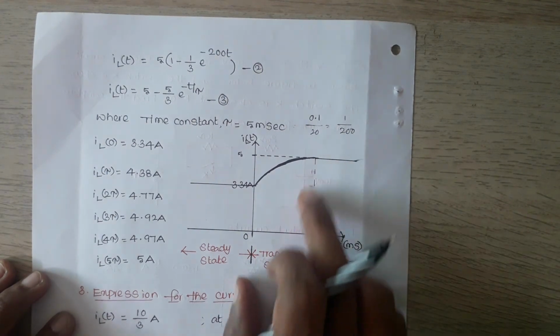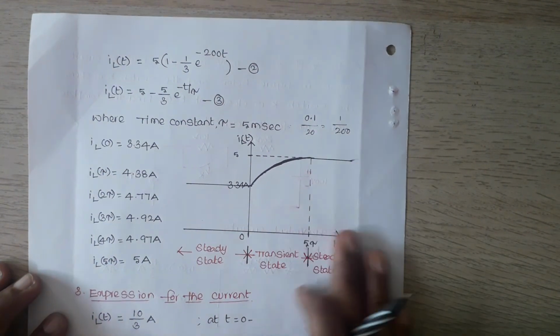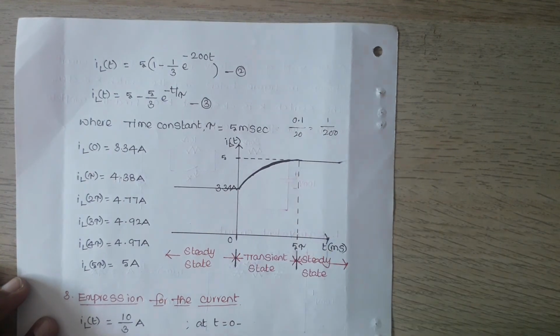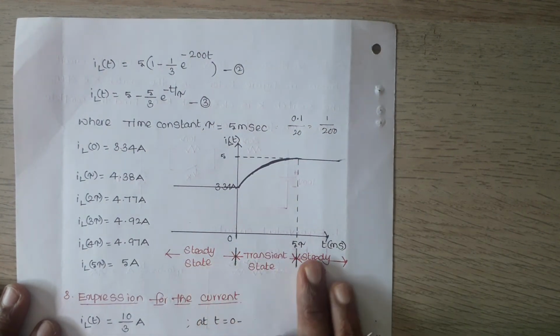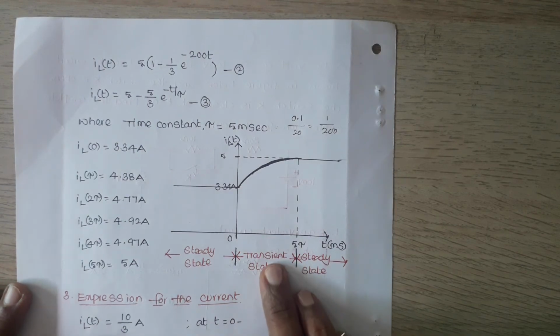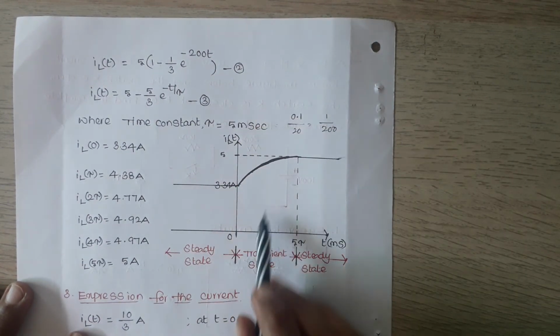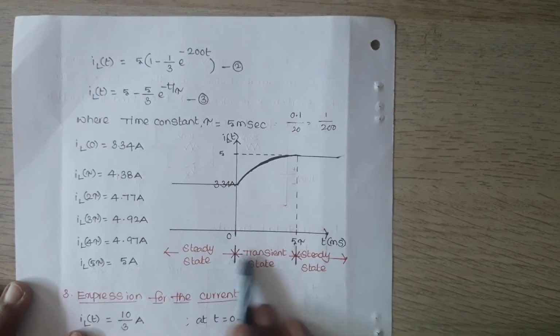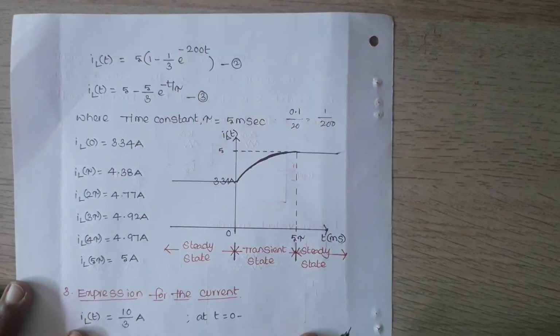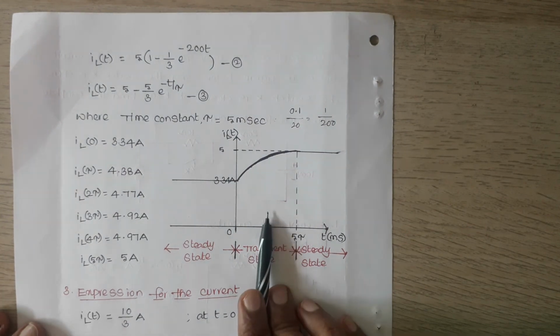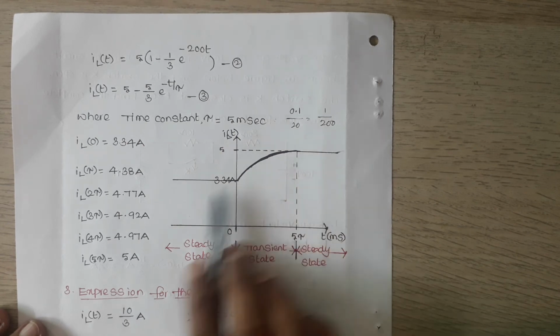At 5 time constants the current in the circuit is 5 amperes. After 5 time constants the current settles at 5 amperes, which is said to be steady state. So this is steady state and this is steady state, and in between there is a transient state. What is the mathematical equation for the current in the circuit during the transient state, what is the waveform, and what are the values? These are the three important things.